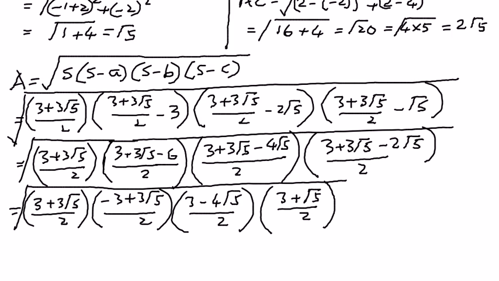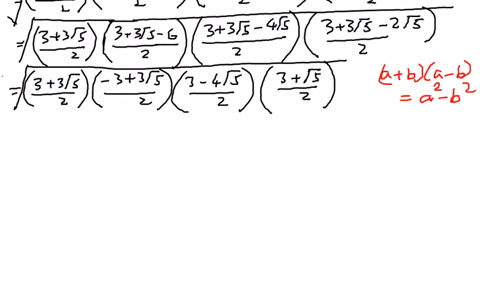And now, as we know, the special forms of polynomial, that if we have a plus b times a minus b, we can write this one as a squared minus b squared. So therefore here we see that we have 3 plus square root of 5 divided by 2 times negative 3 plus 3 square root of 5 divided by 2. We can write that in the form of special forms of polynomial as follows, isn't it? In here this should be 3 minus square root of 5.